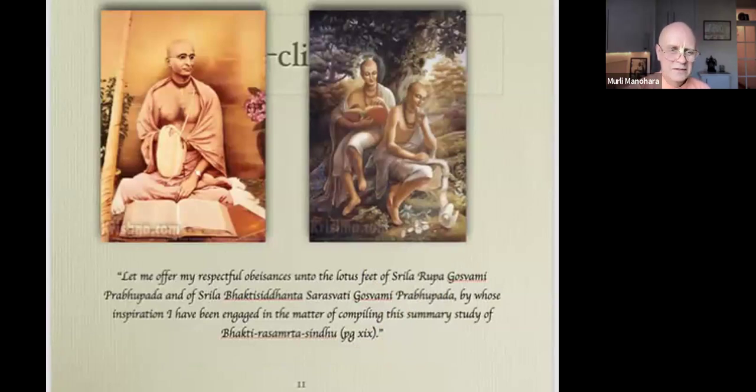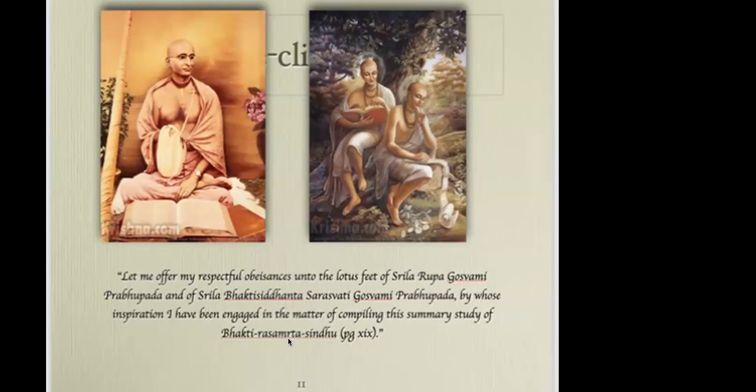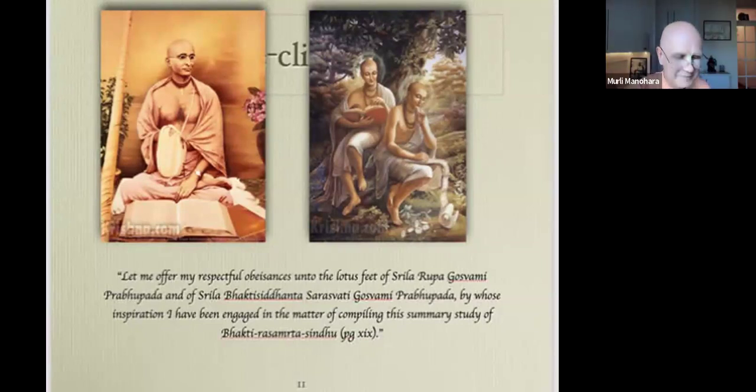And someone could read this as well. This is the second paragraph, or part of it. You can read this here for us. Let me offer my respectful obeisances unto the lotus feet of Srila Rupa Goswami Prabhupada and of Srila Bhaktisiddhanta Sarasvati Goswami Prabhupada, by whose inspiration I have been engaged in compiling this summary study of Bhakti-rasamrita-sindhu. This is the sublime science of devotional service as propounded by Sri Chaitanya Mahaprabhu, who appeared 500 years ago in West Bengal, India, to propagate the movement of Krishna consciousness. Thank you. We probably won't have time to read every paragraph.